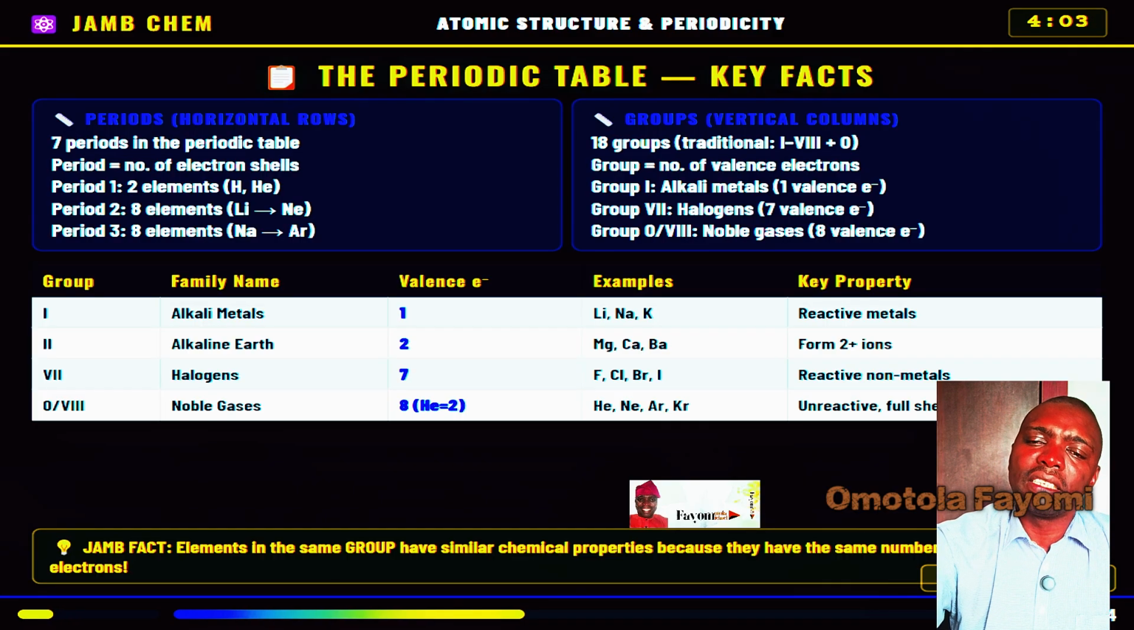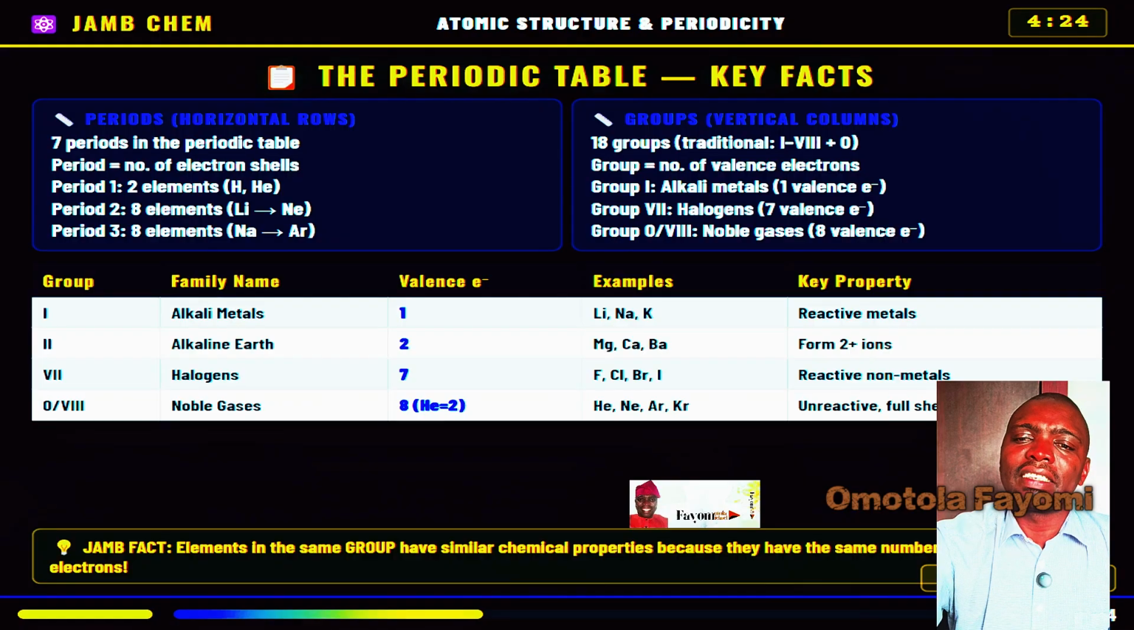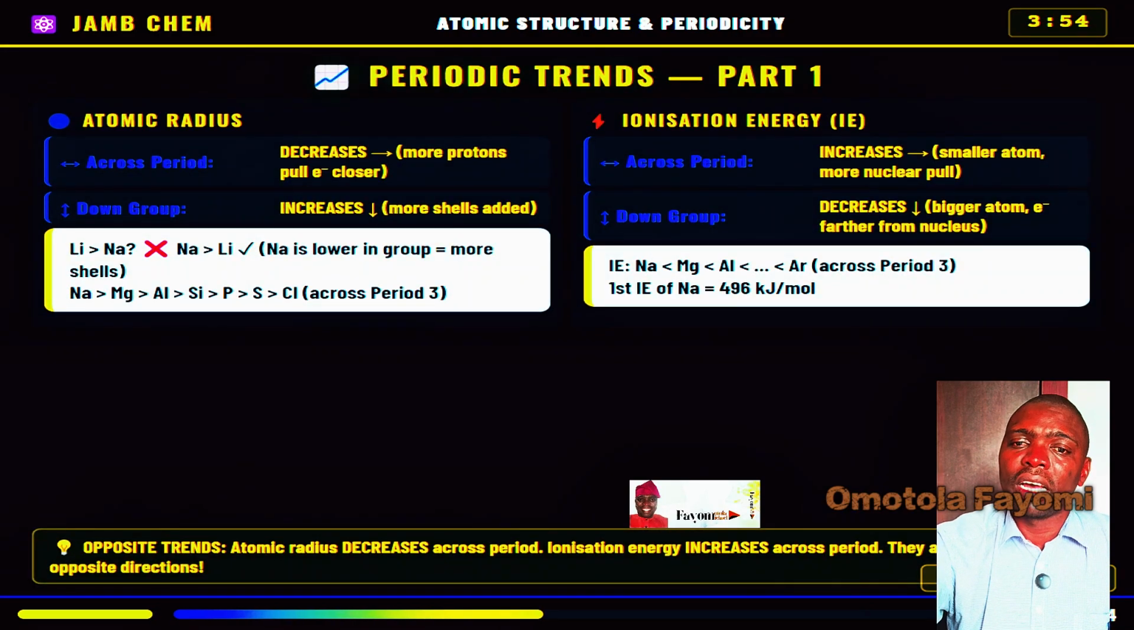Why do elements in the same group have similar properties? This is because they have the same number of valence electrons, and it is those outer electrons that determine all chemical behavior. Now we tackle periodic trends, and JAMB loves this. Memorize this pattern and you are guaranteed marks.